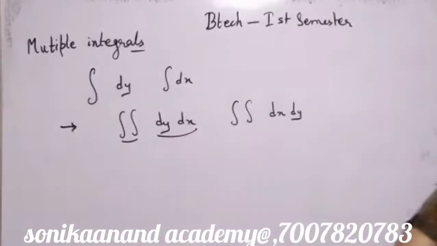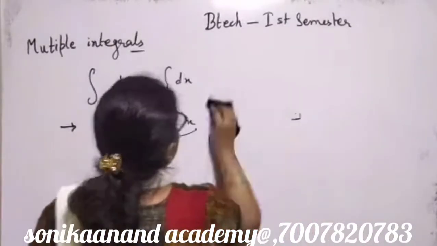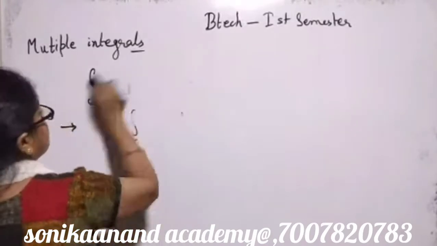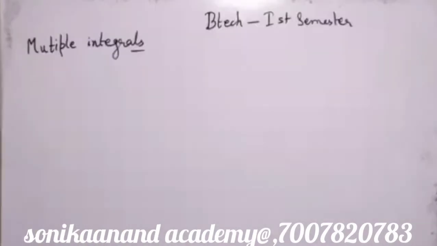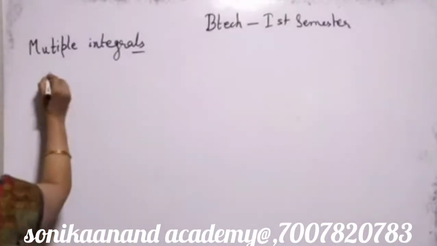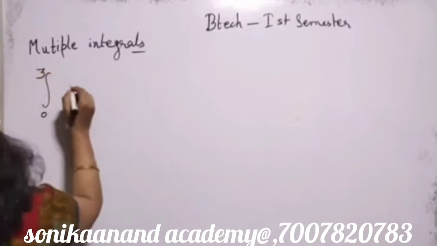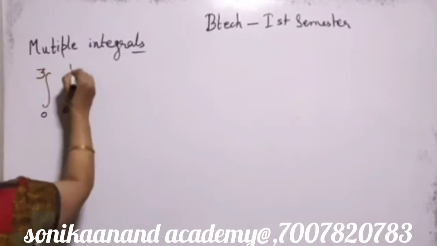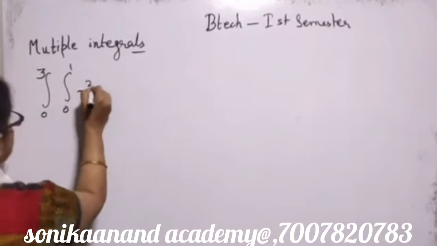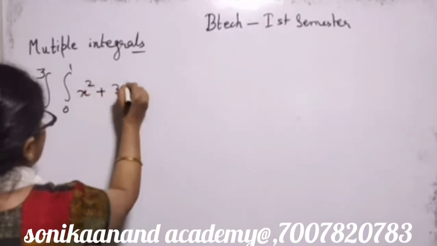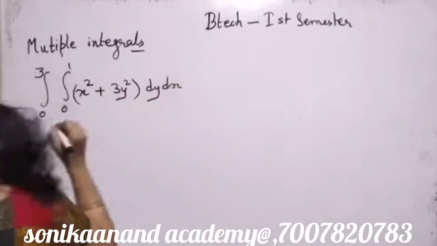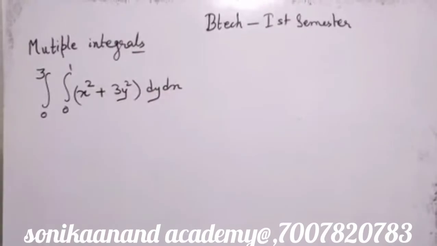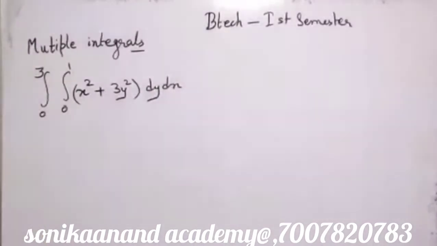I am going to take the easiest and simplest one, the first question of this topic. Now the first question is: we have the limits 0 to 3, and 0 to 1 as the next limits. And the question is like this, x squared plus 3y squared, dy dx. Now we have to integrate this question and we see how we can do this.